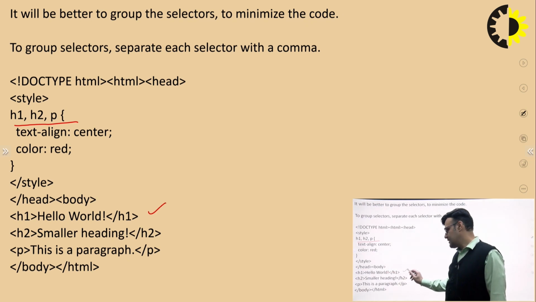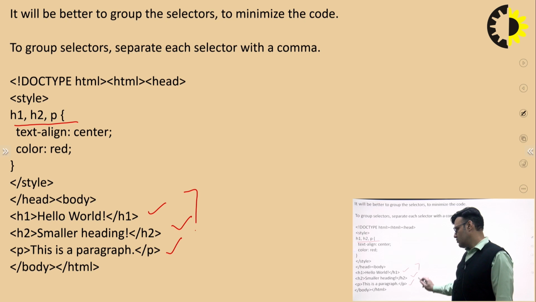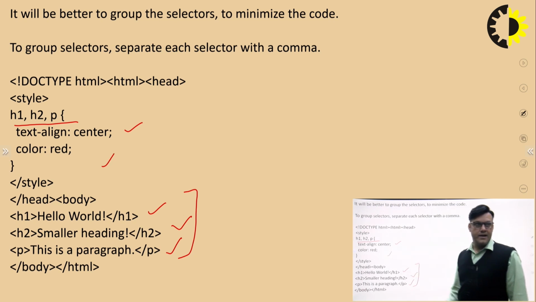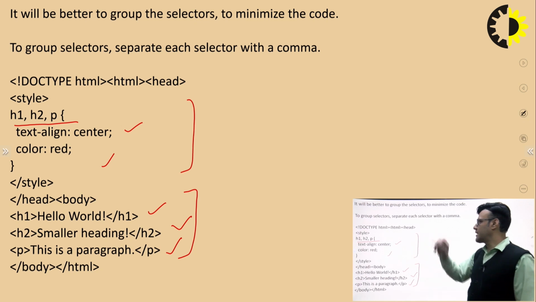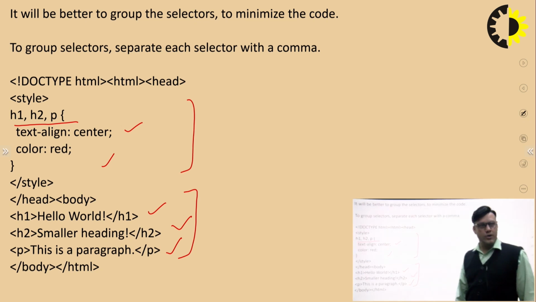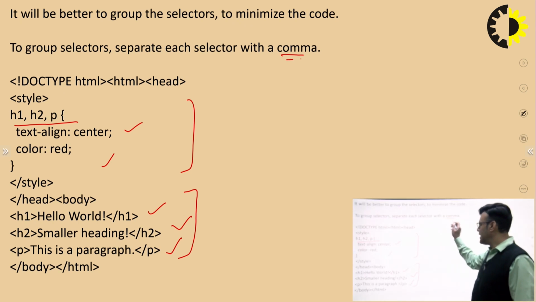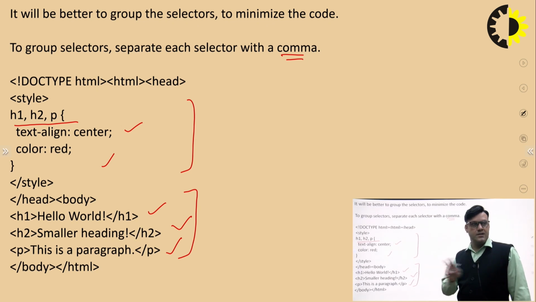Okay, so whenever this line will be displayed on a web browser on our web page, a smaller heading, this is a paragraph. So all these 3 lines will have an alignment at center and the color is red. So this is the example of grouping selector, group selector. What you have to do using this group selector? You have to use simply a comma within those elements on which we want to show the CSS.